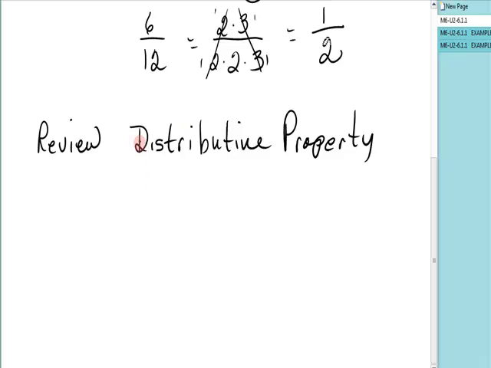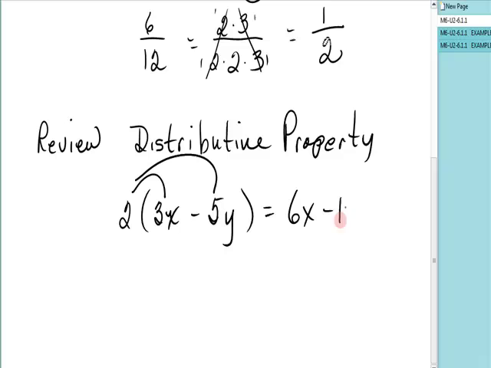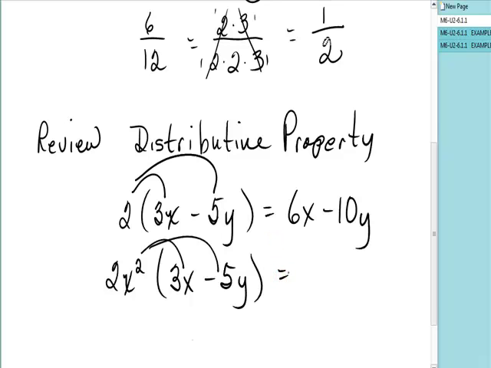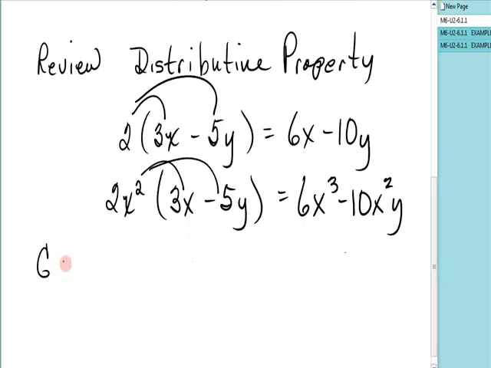All right, to review the distributive property, suppose you had 2 times 3x minus 5y. You would multiply the 2 times each of those, getting 6x minus 10y. If you had some variables, say you had 2x squared times 3x minus 5y, when you have like bases, you would get 6x to the 2 plus 1 or third power minus 10x squared y.